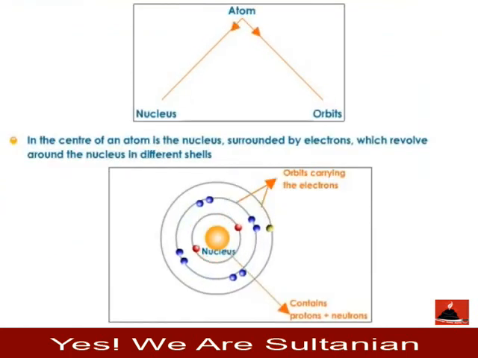Structure of an atom. An atom consists of a nucleus in the center, where the protons and neutrons reside. Since protons have a positive charge and neutrons don't have any charge, the nucleus has a positive charge. Negatively charged electrons revolve around this nucleus in orbits or shells.